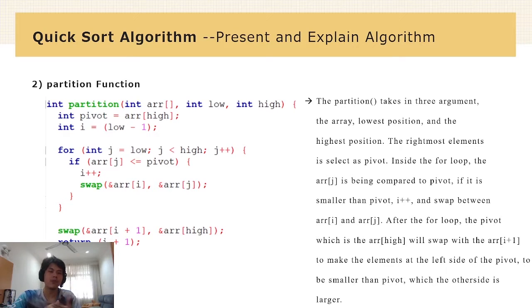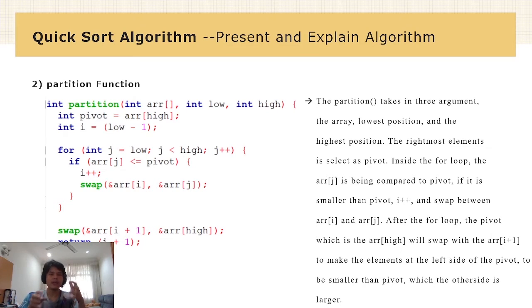And if it is smaller or equal to the pivot, i will plus 1, and then we swap the element at position i with the element at position j. Of course, if the first element is smaller than the pivot, i plus plus becomes 0, and then they just won't swap because it is the first element swapping with itself. And then after the for loop, we take the array at position i plus 1 and swap it with the pivot, which is the array at the highest position.